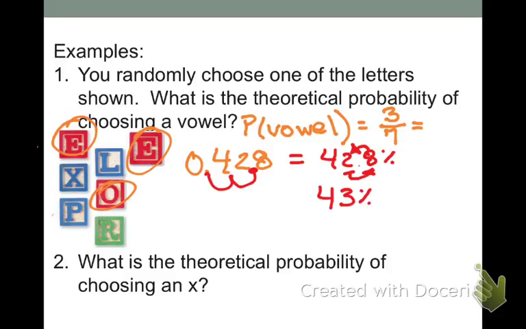Now, let's look at example 2 real quick. What is the theoretical probability of choosing an X out of those letters? Well, I'm looking for the probability of getting an X. I still have 7 letters to choose from, and I only have 1 X. So that's 1/7. So I type that into my calculator.